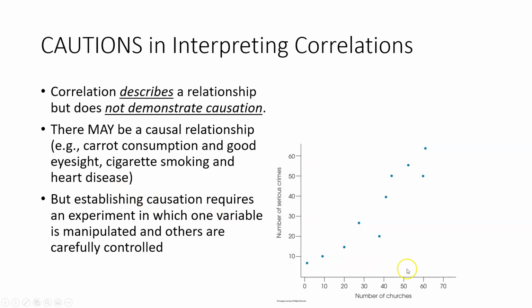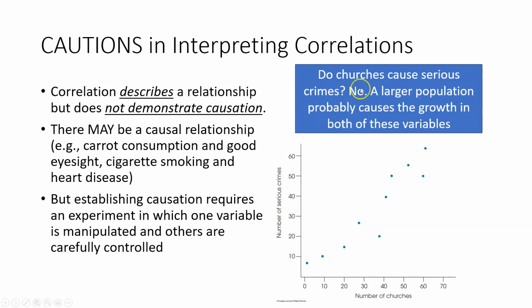If you look at this map right here, you'll see that the number of churches is correlated with the number of serious crimes. Now, are churches causing serious crimes? Probably not. Rather, a larger population probably causes both the growth in the number of churches and the number of serious crimes. So if you live in a larger area with more people, then you're going to have more churches, but you're also going to have more crimes because you've just got more people.